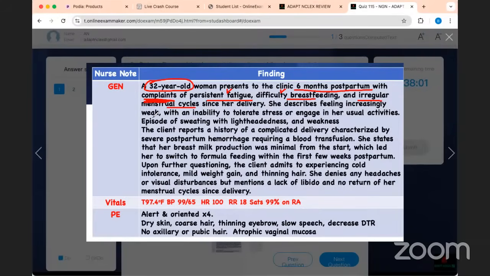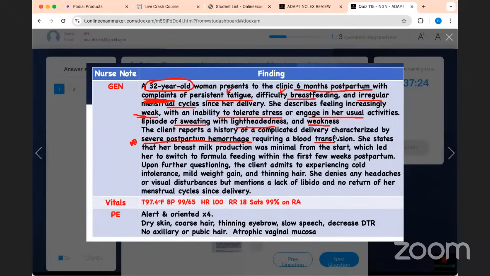She described feeling increasingly weak, right? I'm underlining the keyword. She cannot tolerate stress or engage in activity. What is telling you this? She reports sweating and lightheadedness and weakness. Okay. She reports what? Previously, she had a complicated delivery. During the delivery, she had severe hemorrhage. This is another buzzword. While she was delivering a previous baby, she had severe hemorrhage that required transfusion.